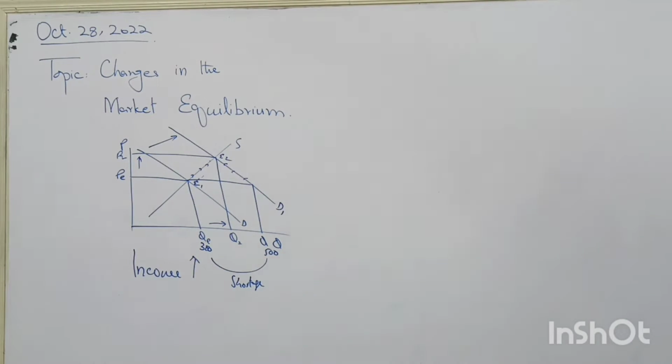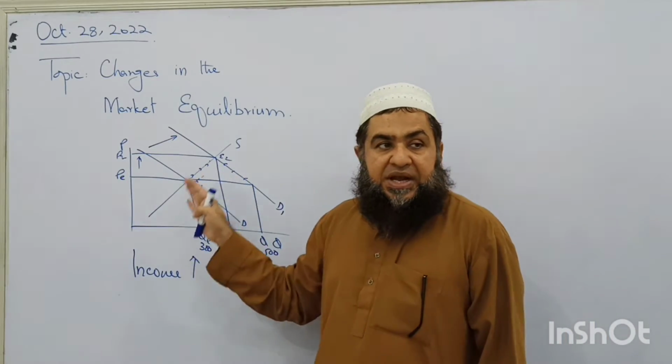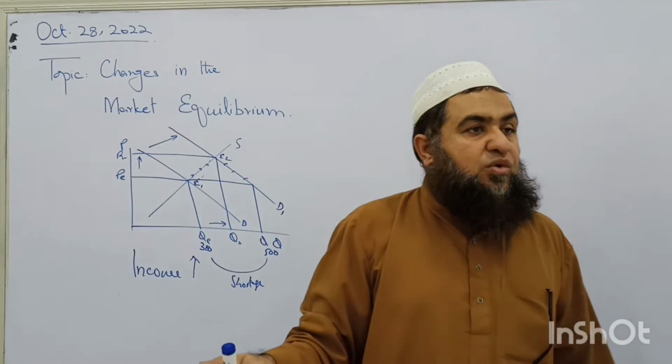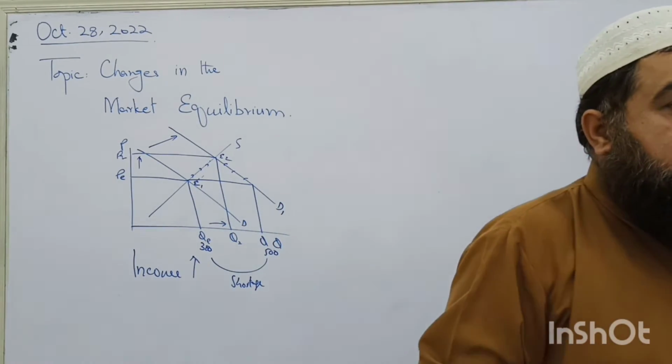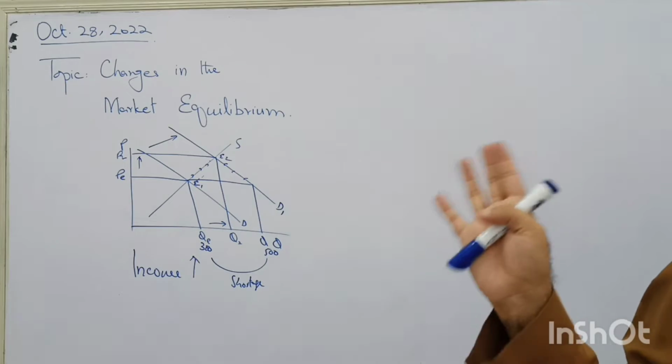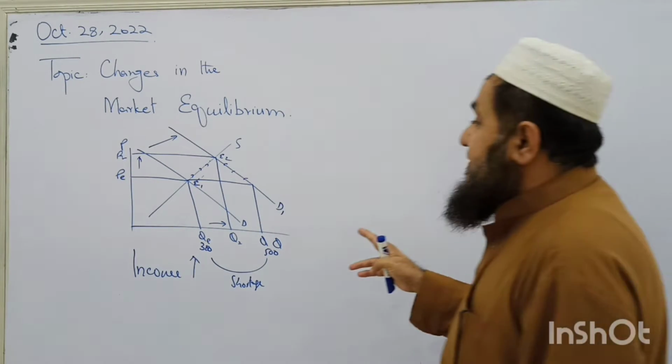So when income of the consumers decreases, the reverse will happen. What is the reverse? Now demand will shift downward and equilibrium price and equilibrium quantity both will decrease. Clear? So when income increases, demand will shift rightward, and we said both equilibrium price and quantity will increase.